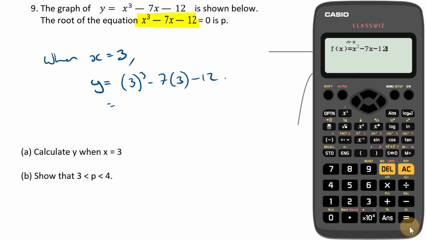Okay, when I press equals, it asks me for g of x. I don't want g of x, so I'm just going to press equals again. And then it asks me for a table range. I want to start on, well, I can see from my next part of the question that I'm interested in the range 3 to 4. And this part is looking at 3. So I'm just going to put in range 3 to 4 for now.